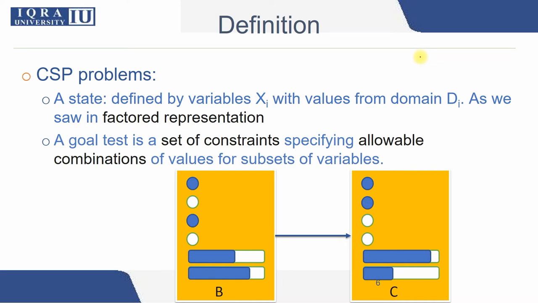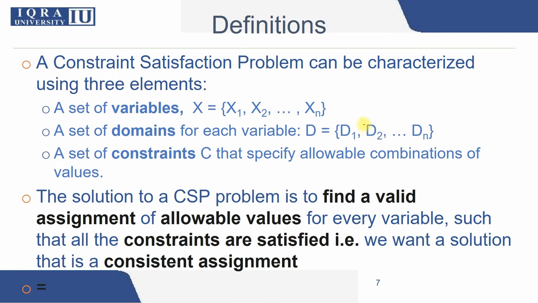So every time we encounter a problem, our solution is always that all variables have been given some allowable value, and all constraints have been satisfied. In this context, a constraint satisfaction problem can be characterized using three elements. One is the set of variables whose values we have to find. The second is the set of domains: D1 is the domain of X1, D2 is the domain of X2, and similarly Dn is the domain of Xn.